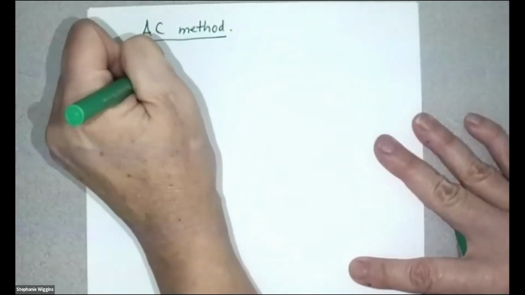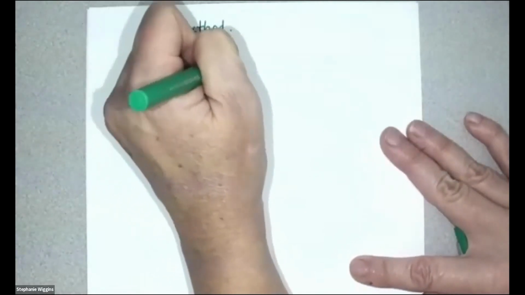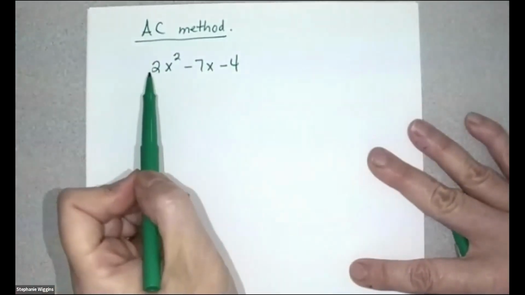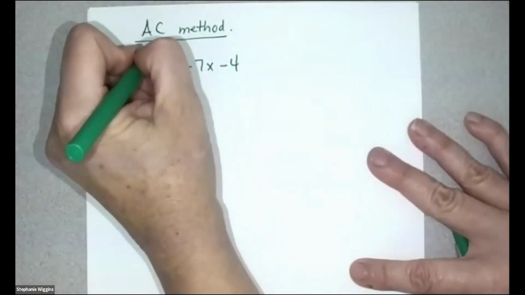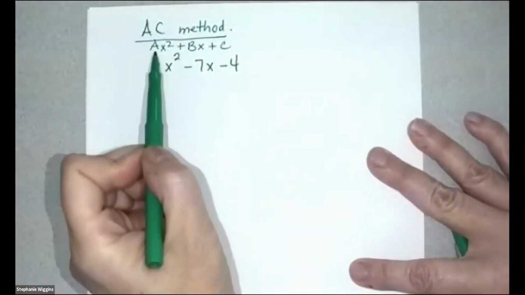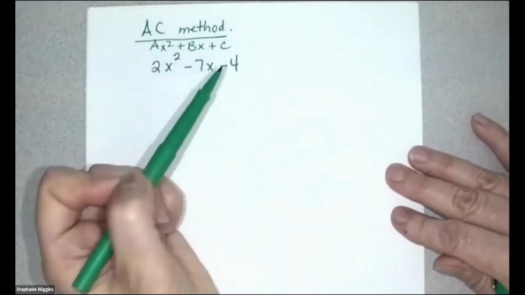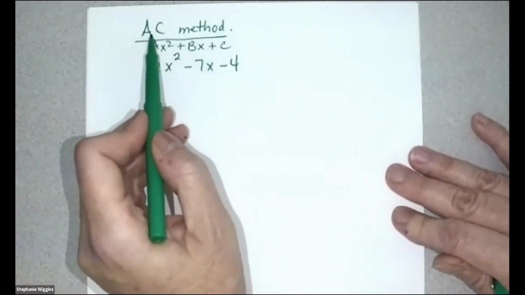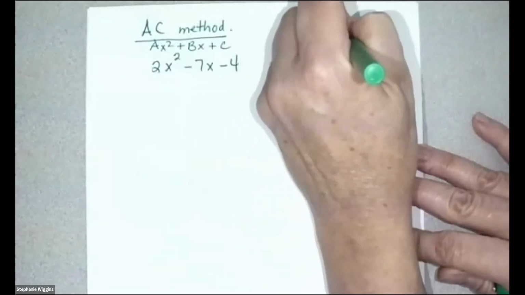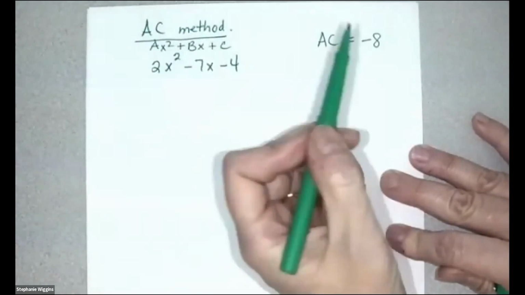So we have our 2x squared minus 7x minus 4. I want to factor this. This is a quadratic, so it has the form ax squared plus bx plus c. a is equal to 2, c is negative 4. So the AC method just means you multiply those two numbers together. So AC is equal to negative 8. 2 times negative 4. Okay.